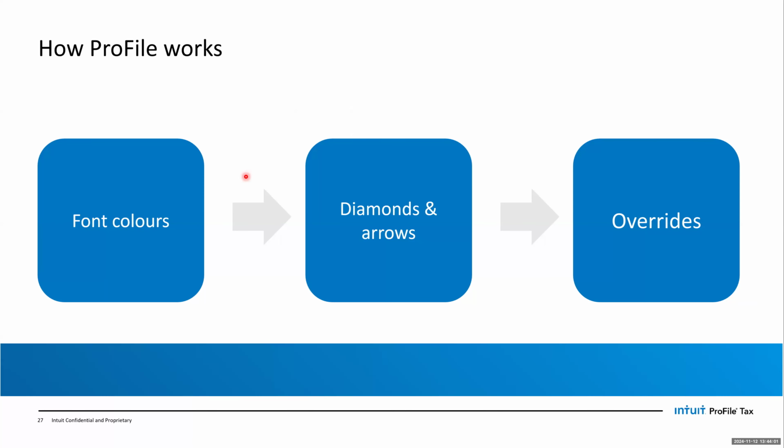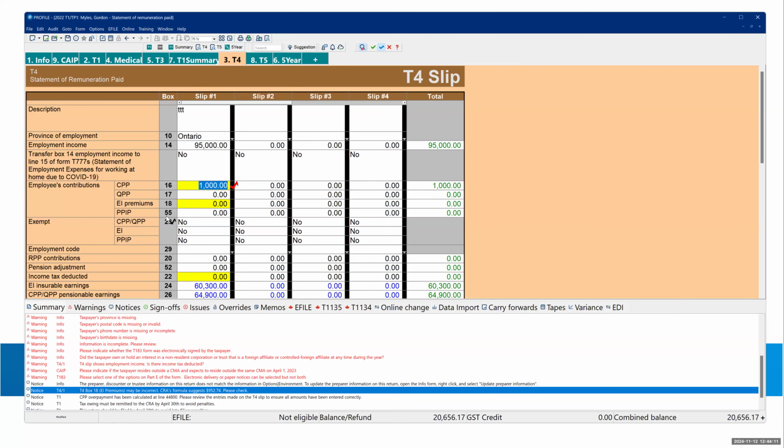Okay, I've only got 15 minutes left. So let me show you very quickly a few other things. Believe it or not, font colors mean something in ProFile. Let's go back and show you. Notice, if you look at the screen, we've got some colors, the font is black. Some others, the font is blue. Some others, the font is green. That is actually not haphazard. That actually means something.